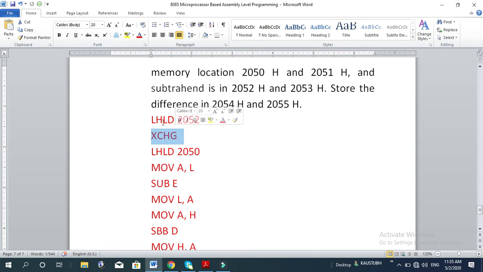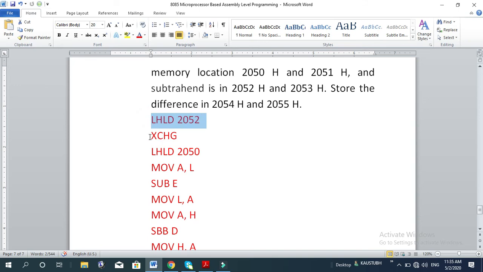So LHLD 2052 means L will be loaded with the data from 2052, and H, that is the higher byte of the register pair, will be loaded with the data from 2053. That means my subtrahend, the data to be subtracted, is now in the HL register pair. Lower byte is in L, higher byte is in H at this point.